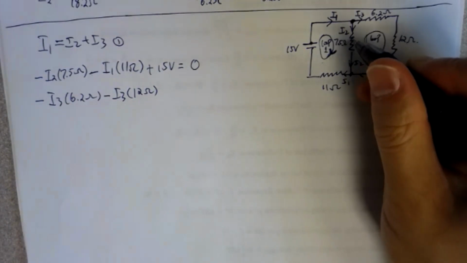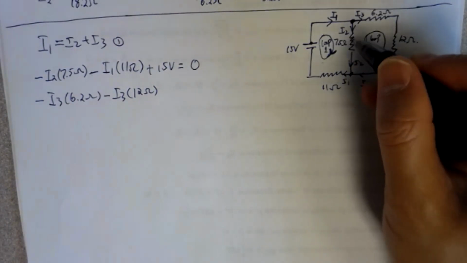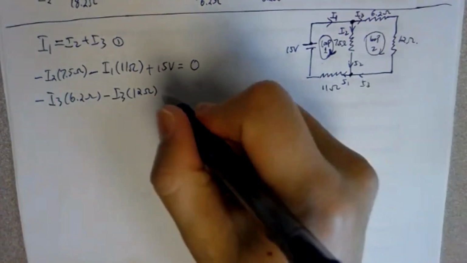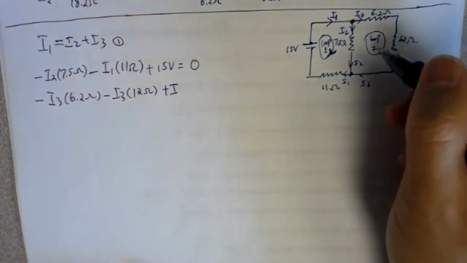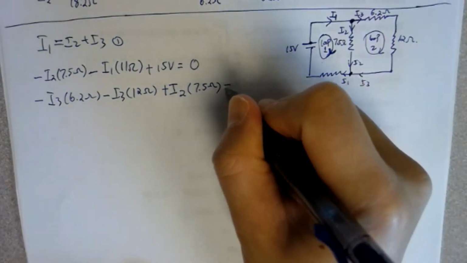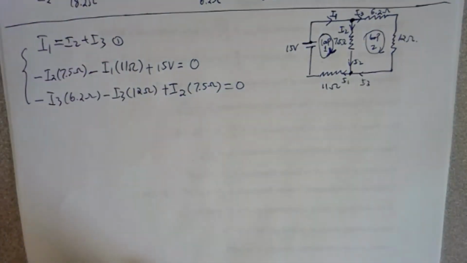And on the 7.5, the current will be I2, but it goes in the opposite direction of your loop. So current and loop are against each other, so then the voltage increases. 7.5 ohms, and that goes to 0. So you have three equations you can solve for the three unknowns.